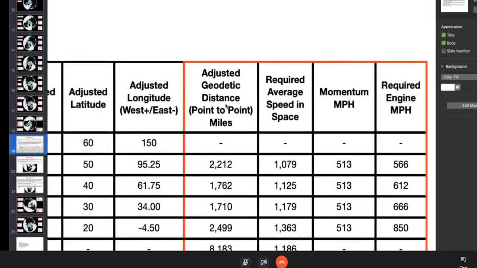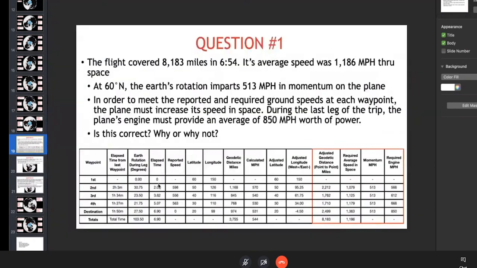These are the adjusted geodetic distances, the great circle distances for each leg of the trip. This is their required speed. So as I showed you earlier, it increases for each leg of the trip and then drastically increases on the last leg. The momentum, or the speed, that they inherited, and the required engine speed that they had to make up. So they had to increase their speed in order to catch up to Mexico City, essentially, as they went south. And at the end, they were adding 850 miles an hour to the speed that they inherited. How did they do this? Is this correct? Why or why not?